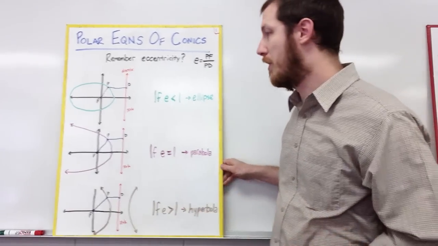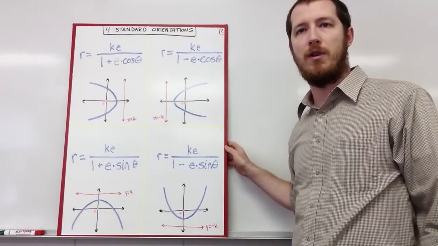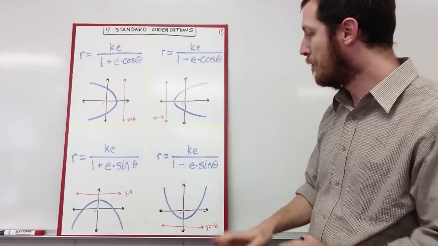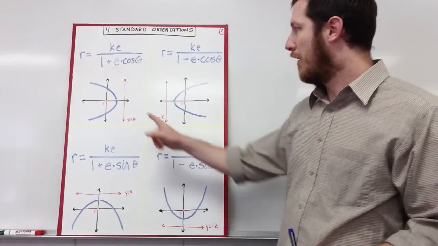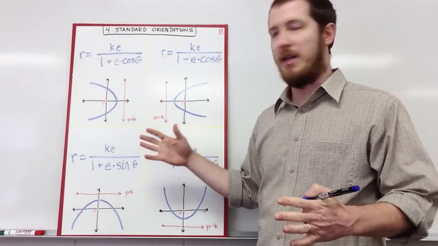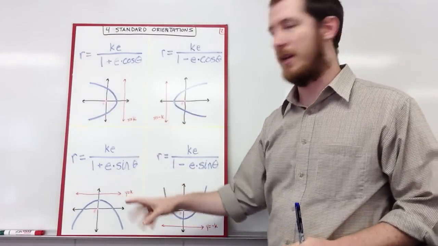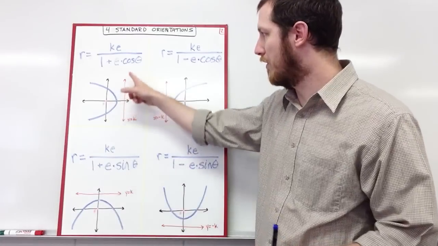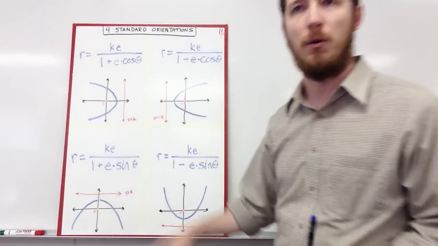So let's look at some of the equations. There's one standard form for our equations, and there are 4 different orientations that we're going to look at. I've only graphed what looks like a parabola. It could be a piece of a hyperbola or an ellipse as well, but for simplicity's sake, we've just graphed this part. We've also got a directrix, and again, our focus is at the pole.